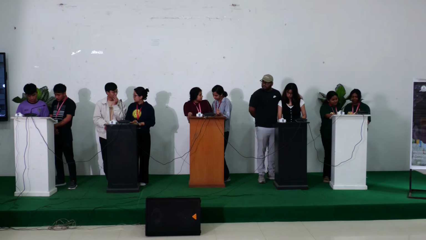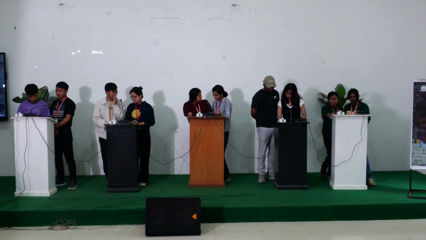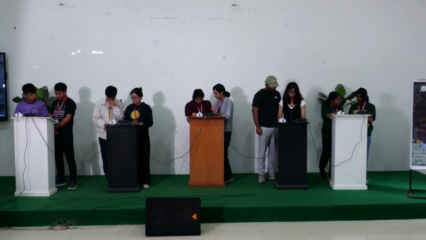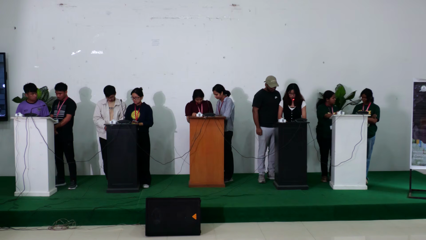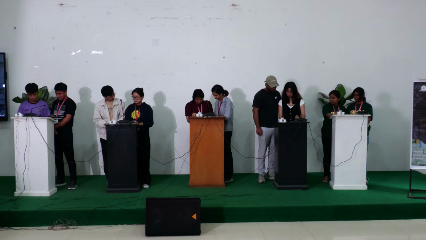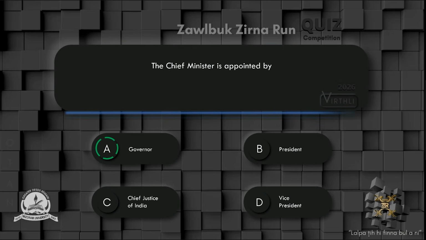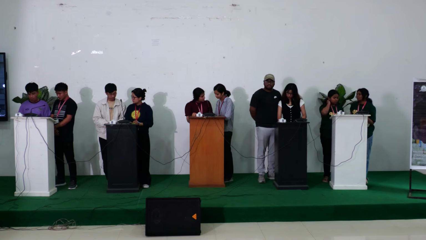Team 4, this is your third question. The Chief Minister is appointed by, and your options are A. Governor, B. President, C. Chief Justice of India, and D. Vice President. And your time starts now. A. Governor. Alright, their answer is option A, Governor. And yes, it is the correct answer.